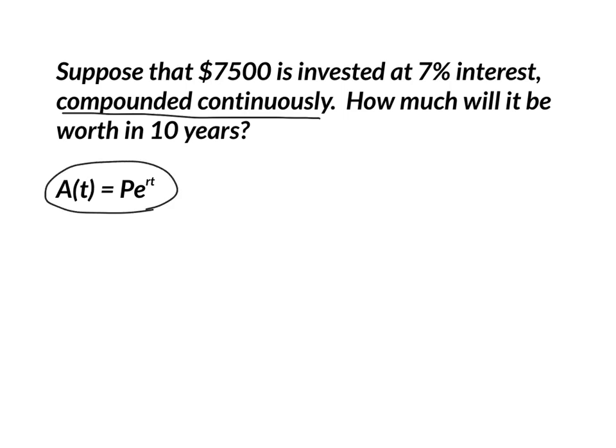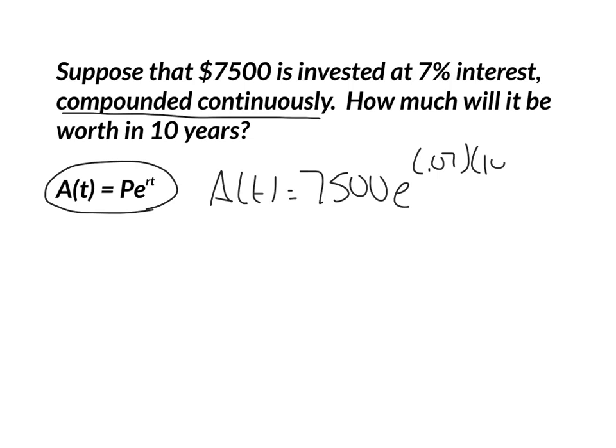A lot of people call it the PERT formula because it spells PERT, but it's P with the E to the RT power. So if I want to know what the final amount is, you start with your principal. P was principal yesterday, it's principal again today, times E, which is a number, it's not a variable. The interest rate's 7%, so I'm going to go 0.07, and the time is 10 years. So all you do is you punch that in your calculator exactly like you see it. I'm going to say 7,500.